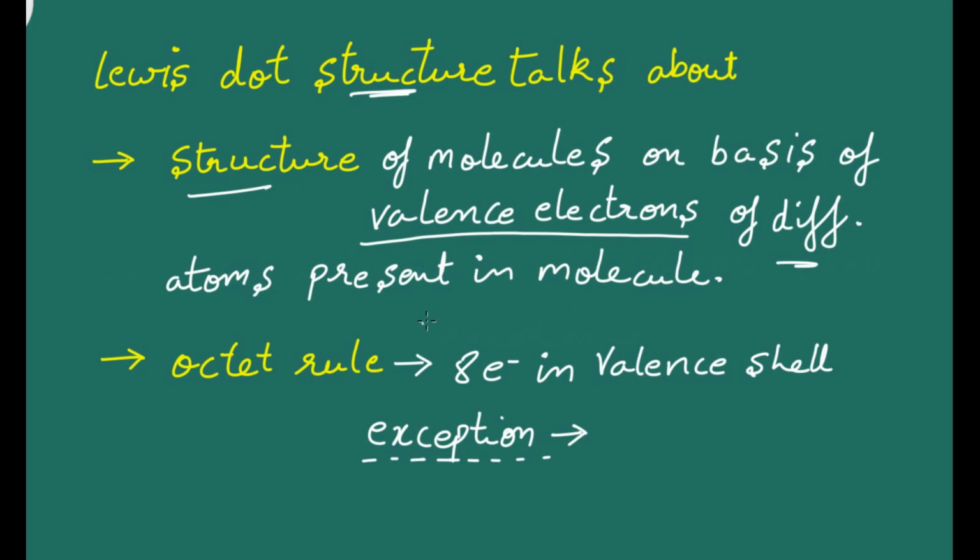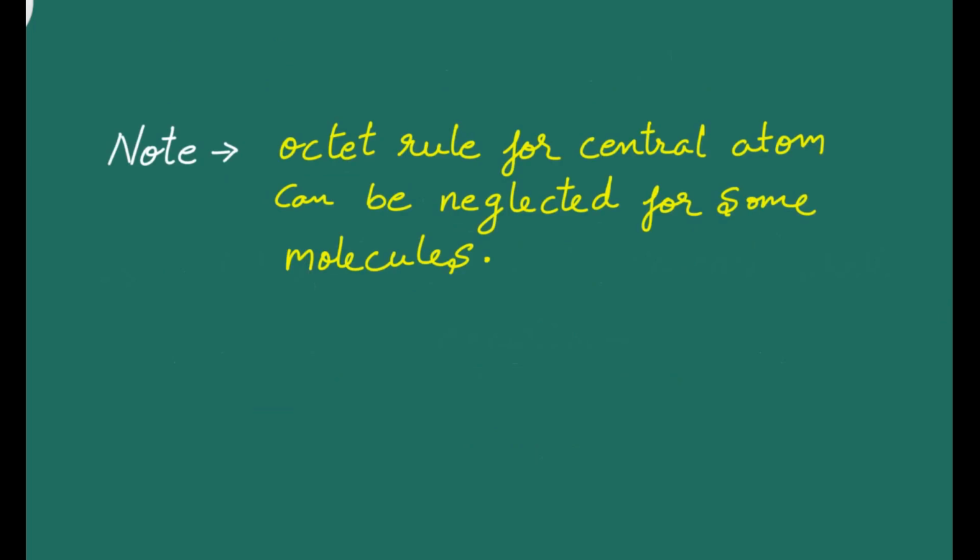Right? What is the meaning of octet rule? Octet rule simply means 8 electrons in the valence shell. Octet rule simply means the total number of electrons is 8 in the valence shell of a given atom in the molecule. Now there is one exception. There is only one exception. What is it? It is the octet rule for the central atom. Remember that. Octet rule for the central atom can be neglected for some molecules.